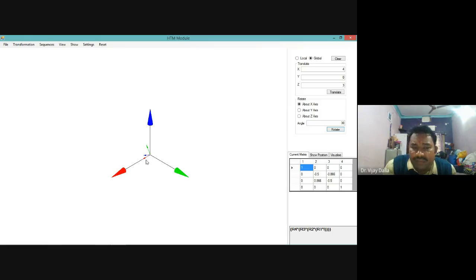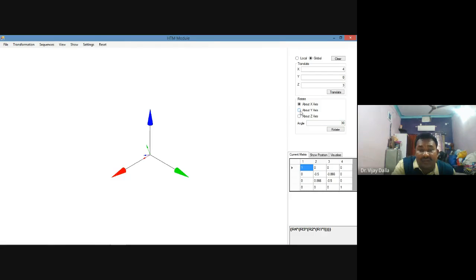And the x-axis of both coordinate systems are coinciding with each other, but the other axes are moving by the same angle, 30 degrees. The y-axis is rotating by 30 degrees, and the z-axis is also rotating by 30 degrees. But x is rotating about its own axis. That's why both are coinciding with each other.